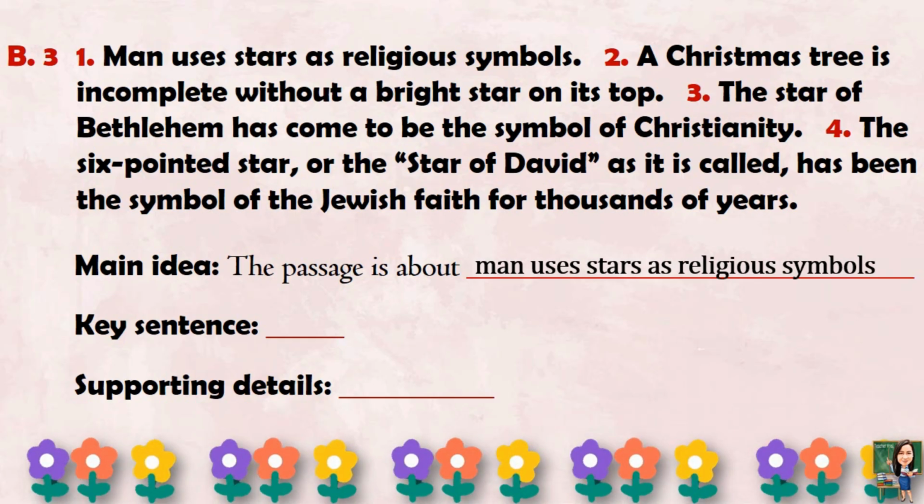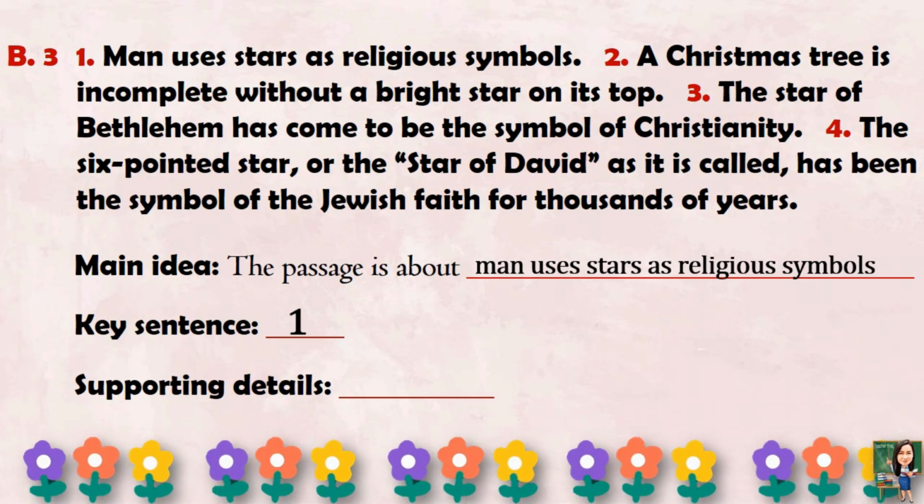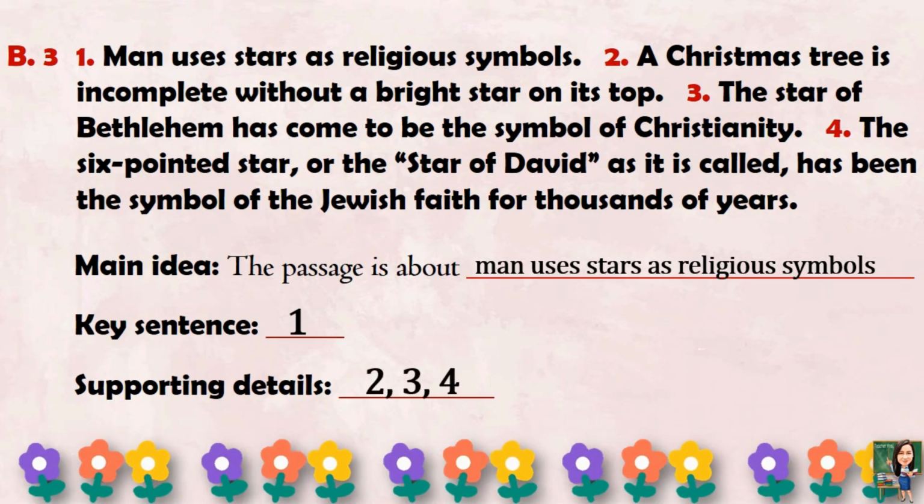The key sentence is Number 1. Man uses stars as religious symbols. And the supporting details are numbers 2, 3, and 4.